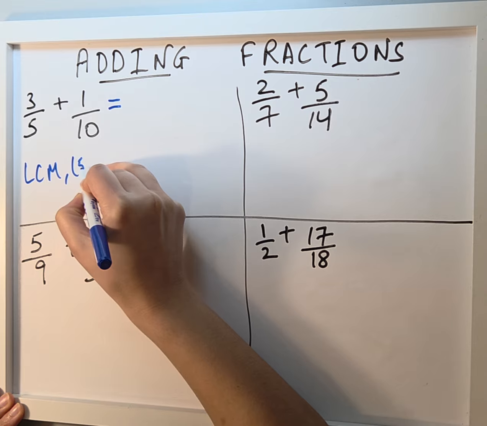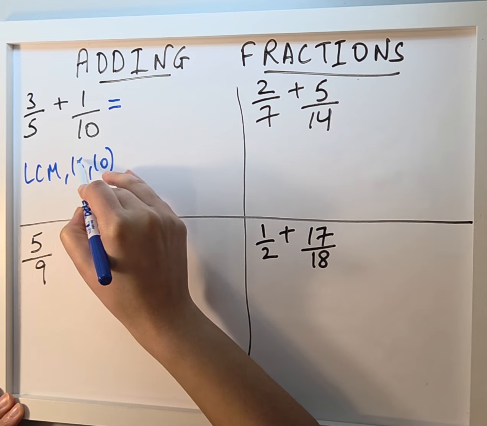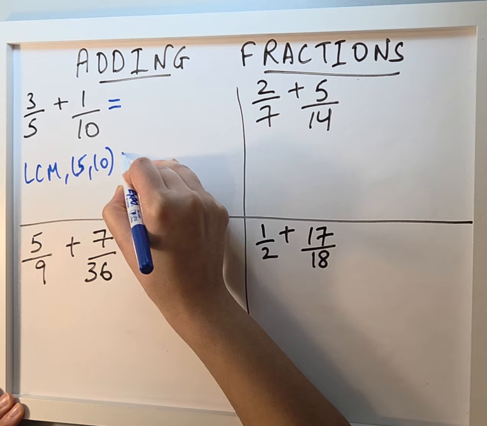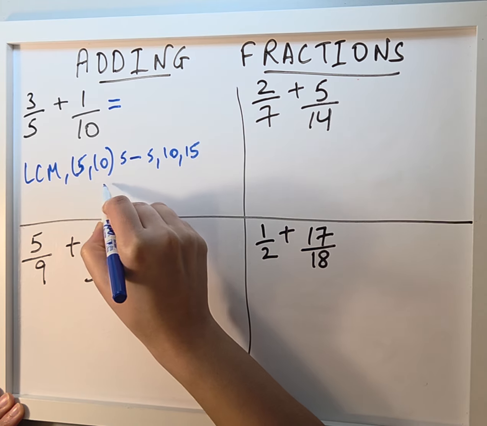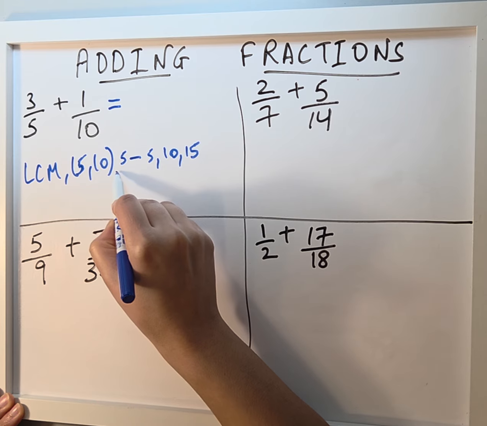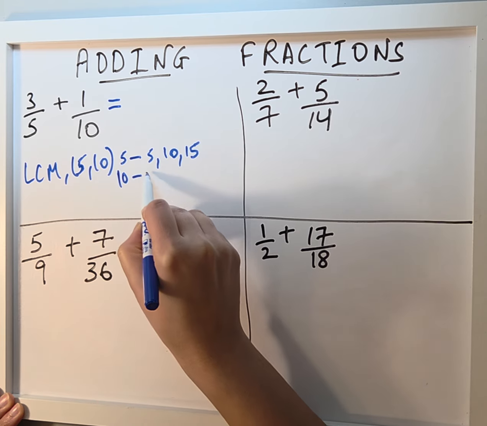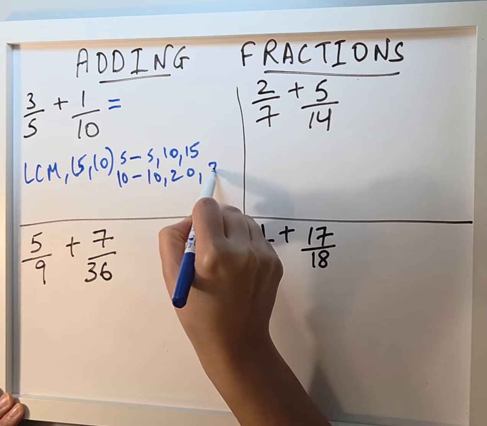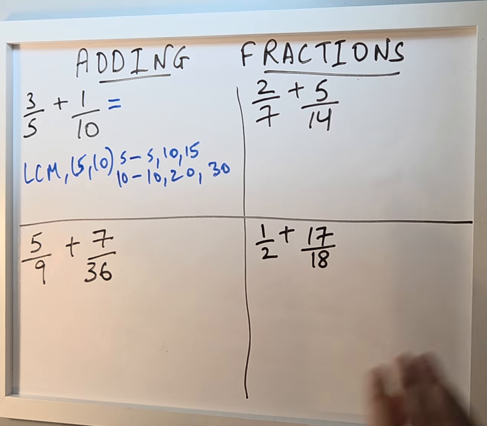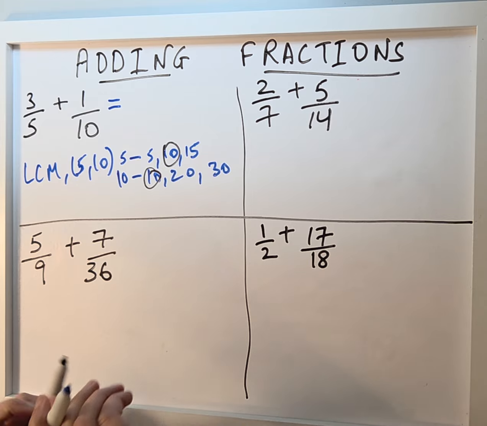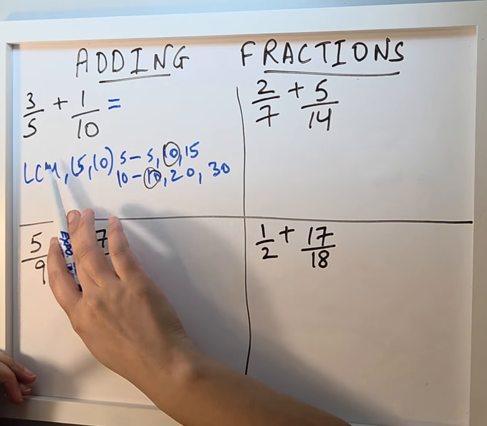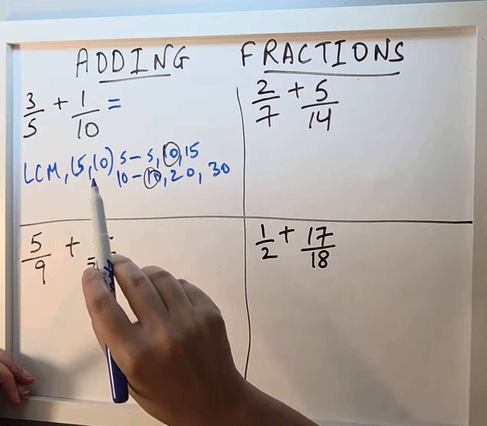So 5 and 10. What are the multiples of 5? We can say 5, 10, 15, and the multiples of 10 are 10, 20 and 30. So the LCM of 5 and 10 is 10. We need to make both denominators equal to the LCM, that is 10.